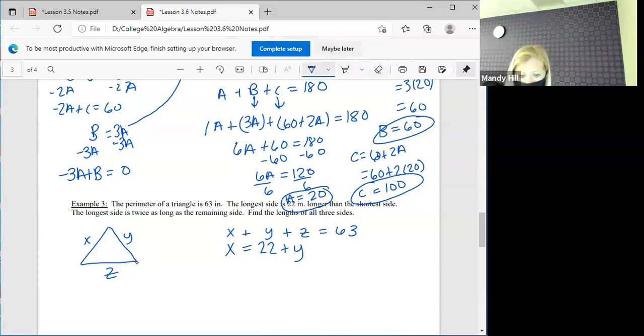So the longest side is twice as long as the remaining side. Well, I already used Y for the shortest side, so that would have to be Z.